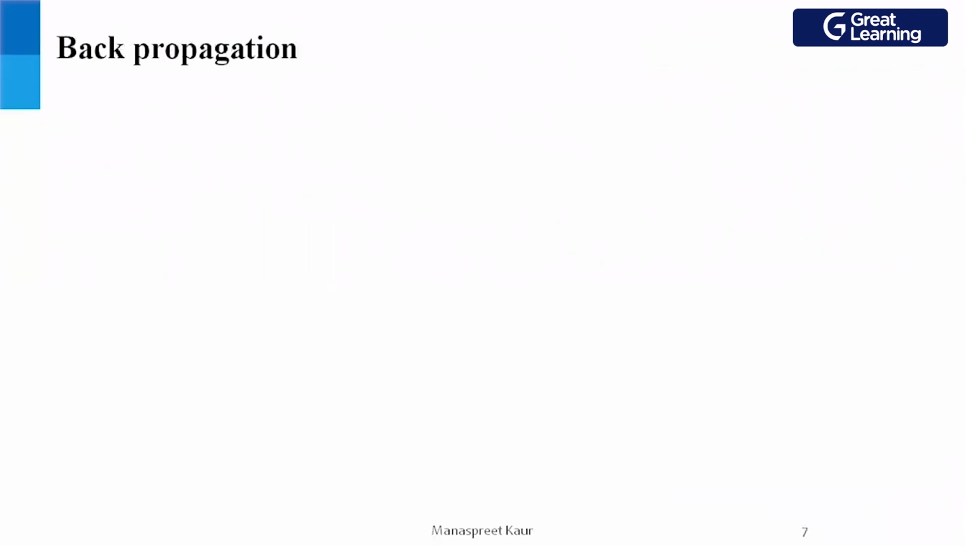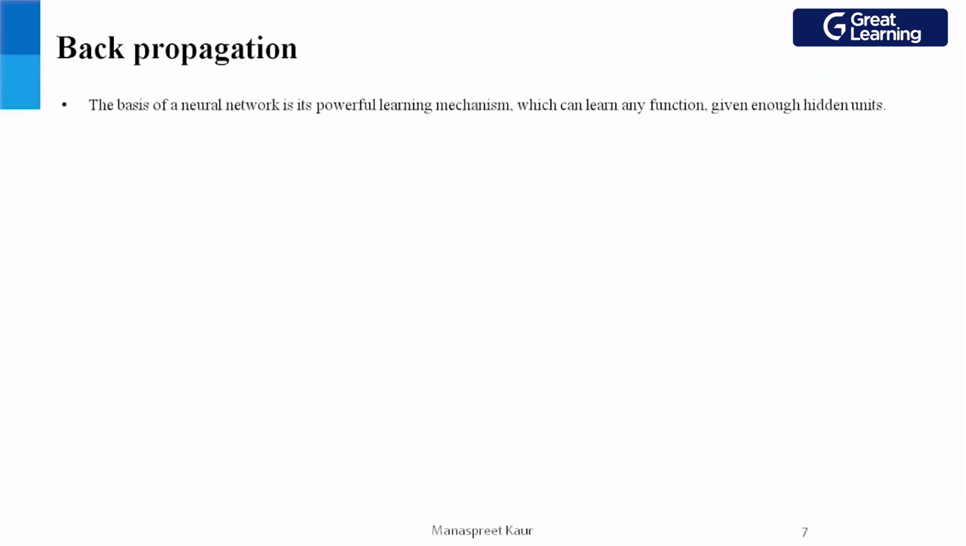That was the basic of what an artificial neural network does. We'll go to backpropagation now to see how the neural network learns. Okay, so the basis of a neural network is a powerful learning mechanism. Although it is a powerful learning mechanism, you will never be able to understand what that learning mechanism is.